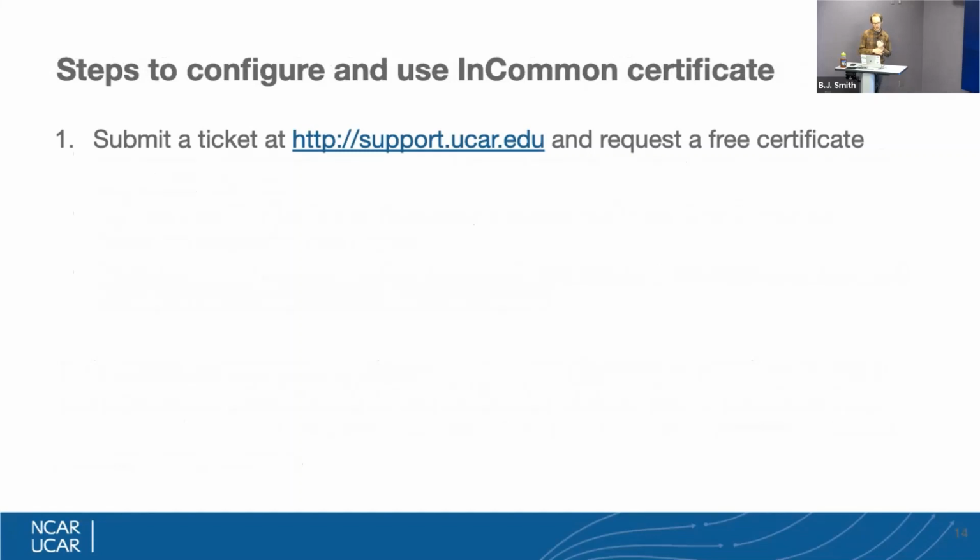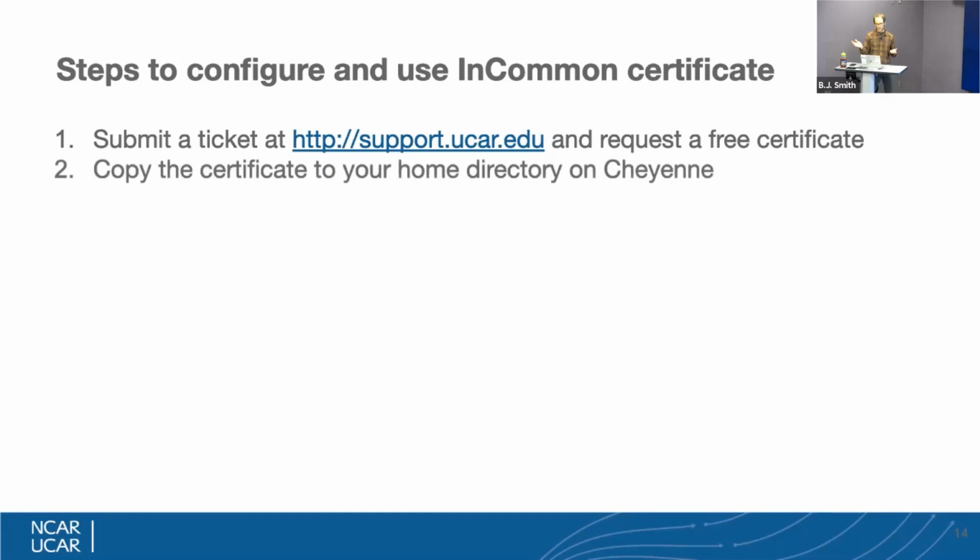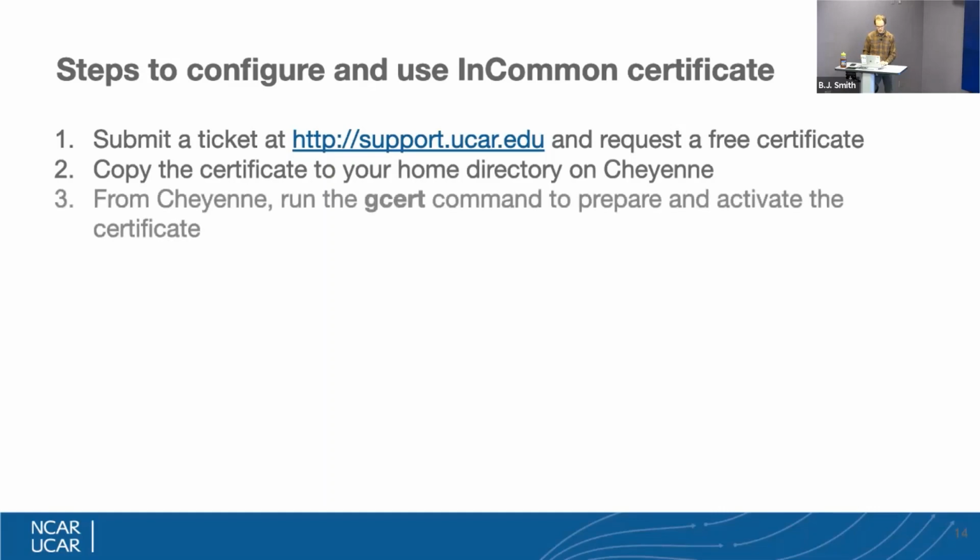But basically, if you want to acquire and set up and use one of these certificates, you would submit a support ticket to us and request one. They're free. Once you have the certificate, you would download it from InCommon, and you would then upload it to Cheyenne. Putting it in your home directory is an easy way to go. And then you would run this GCert command, which takes the InCommon certificate and munges it, it prepares it for use by the Globus commands.